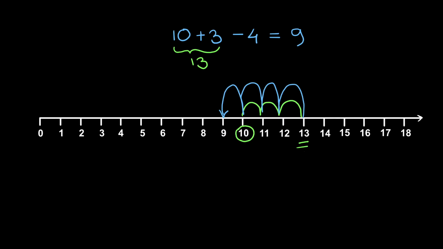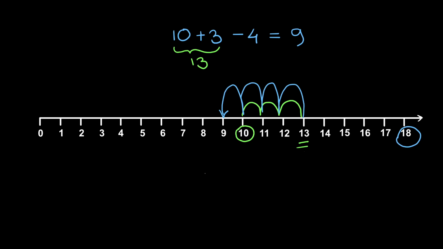So for 10 plus 3, we move ahead 3 steps and then we come back 4 steps. 10 plus 3 minus 4 gives us 9. Perfect. And one thing to take note of is the number line doesn't always have to start from 0. If you're solving for a bigger number, you can start the number line anywhere you want. Here, we could only solve till 18.